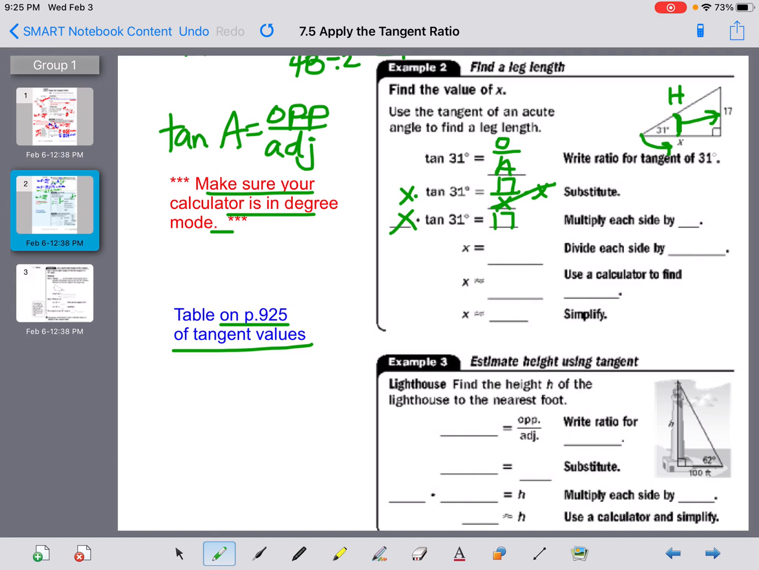Now, my job is still to get x by itself. What's connected to x? The tangent of 31. So how do I get rid of that tangent of 31? I divide by that, okay? What I do to one side, I have to do to the other side. So I get 17 divided by tangent of 31. Now, notice I haven't gone to my calculator yet. I'm just writing this down.